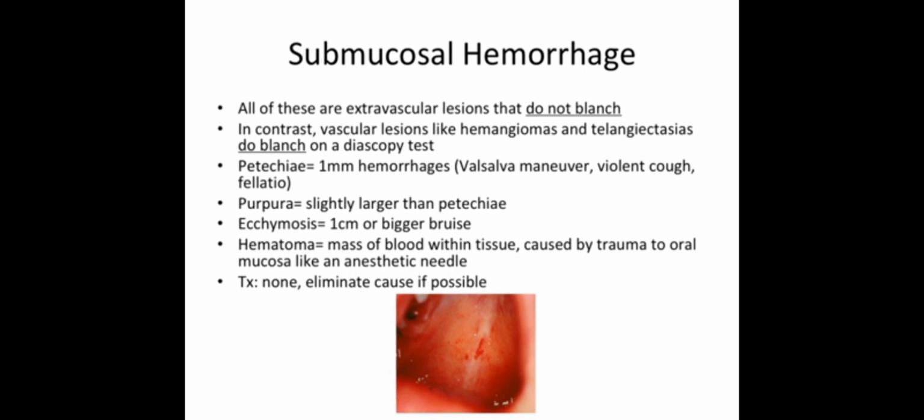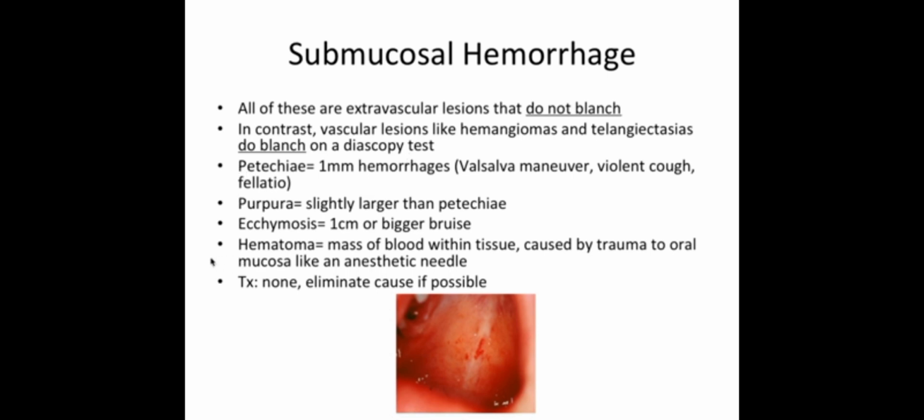The same thing with blanching. If blood is in the vessels, you can move it around and make the tissues pale by holding pressure over it. But as soon as blood is extravasated into tissues, you can't do this any longer. So we can think of it in terms of extravascular and vascular lesions. So vascular lesions like hemangiomas, which we talked about in the previous video, and telangiectasias, which we'll talk about in a future video, do blanch on a diascopy test, which is basically what I was talking about, putting pressure on these areas to see if the tissues go pale after a little bit.